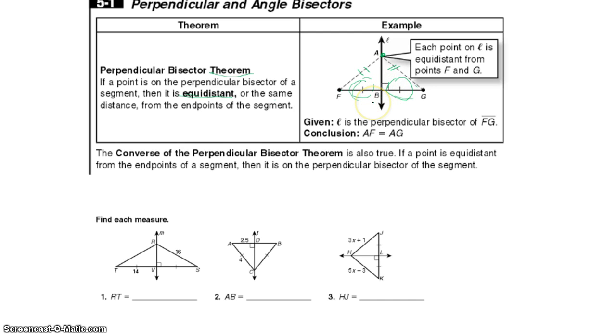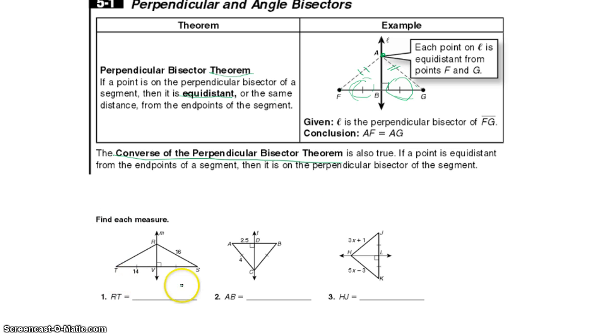Now, I also want to point out here that the converse of this theorem is also true. So what would that mean? That would mean if a point is equidistant. So if you start off with the fact that this point is equidistant to the endpoints, then you're going to be able to conclude that this line will be the perpendicular bisector. All right, so let's look at some examples here.